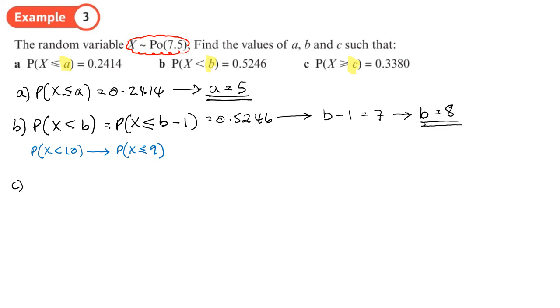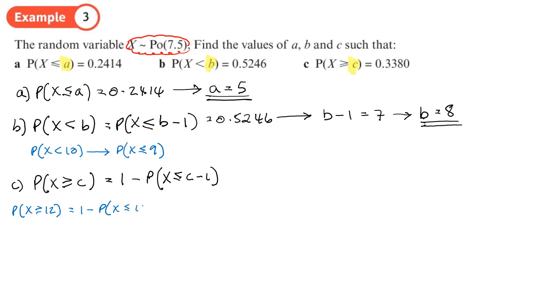And then part C, the probability that x is greater than or equal to C. Now how would we do that? Well, we do 1 minus the probability that x is less than or equal to C minus 1. I'll show you what I mean. Here's an example. So if I wanted to know the probability that x was greater than or equal to 12, I would do 1 minus the probability that x is less than or equal to 11. Yes, like the previous one, it's 1 minus the value on the left hand side. So just like the previous one, we're going to solve this.